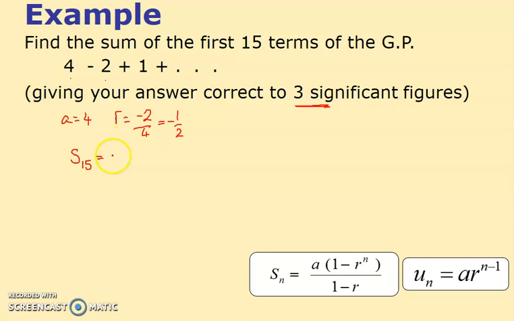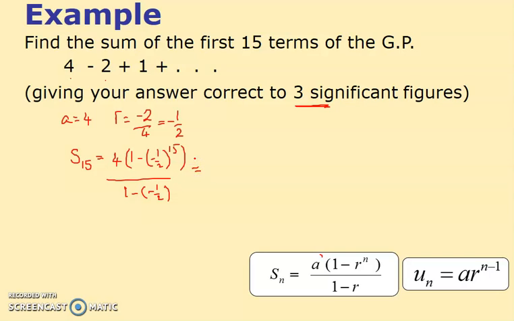So the sum to 15 terms is, using this formula down here again, 4 lots of 1 minus r to the n. What's r to the n? That's minus a half to the power of 15. That's where you need your calculator. Divided by 1 minus r, which is 1 minus a minus a half. Obviously it's 1 plus a half, really. So I'm going to type that into my calculator.